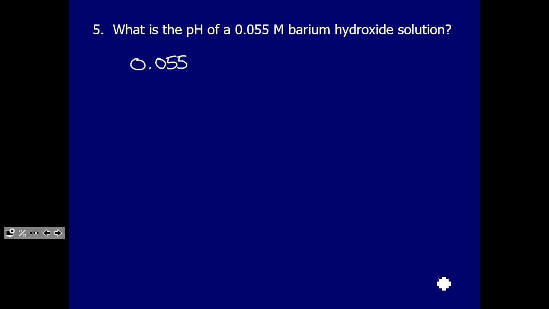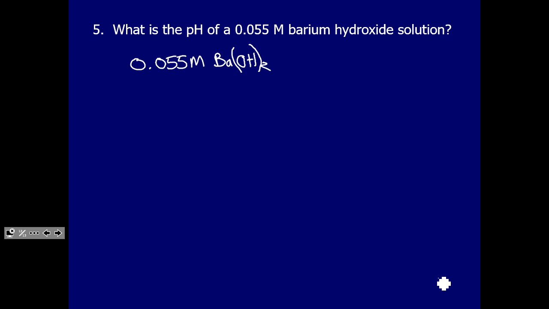0.055 molar barium hydroxide. How many hydroxides are in a barium hydroxide? That formula is incorrect. There's 2, right? Because barium is in group 2. And that's why this is the trickier one. If it was sodium hydroxide, I'd be done.